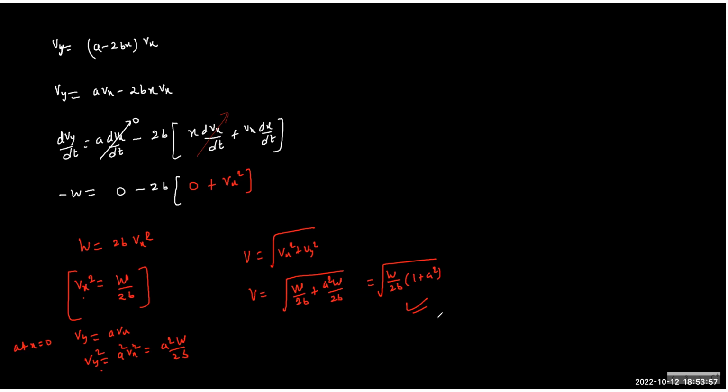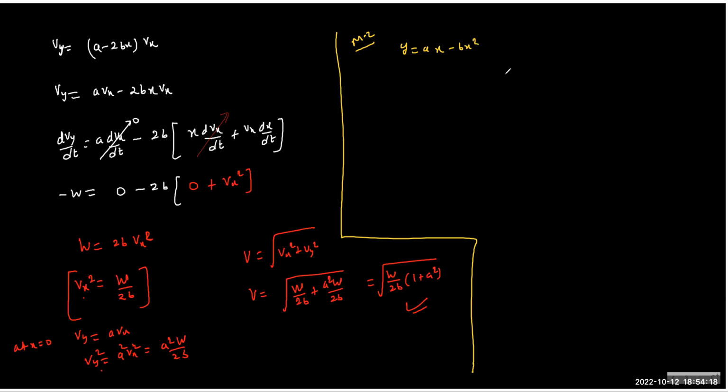So what could be the other way of solving? Once you learn the topic called projectile motion, you can solve this with some trick. And the trick is the y we write as ax minus bx square, and the acceleration in the downward direction is w.